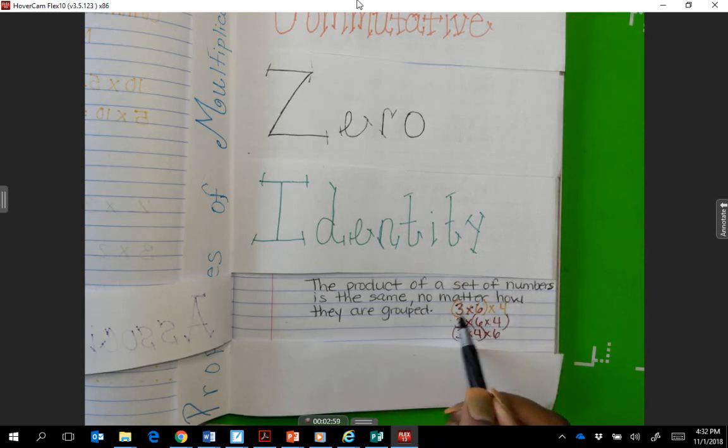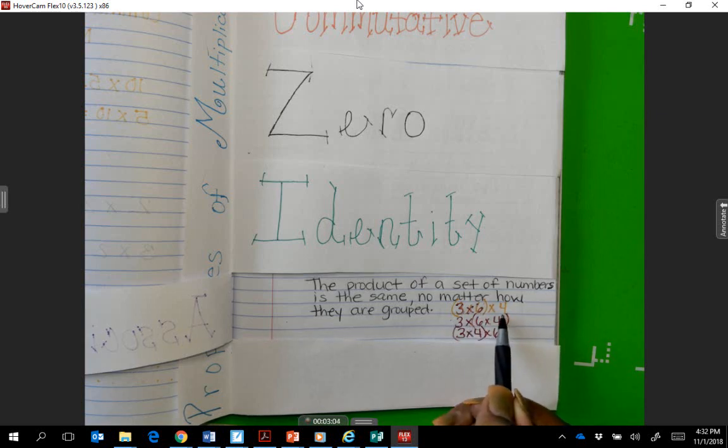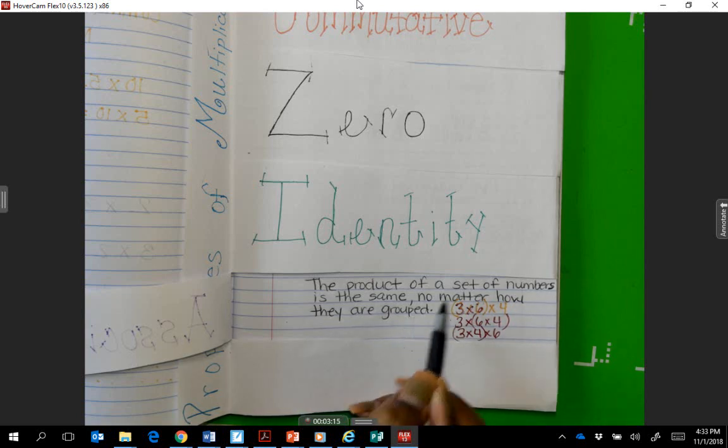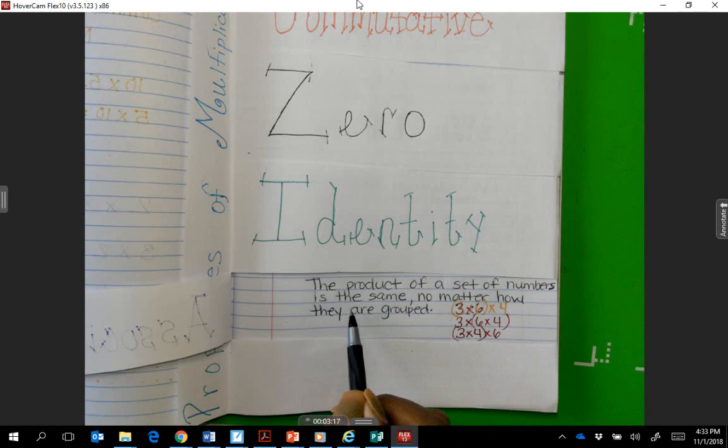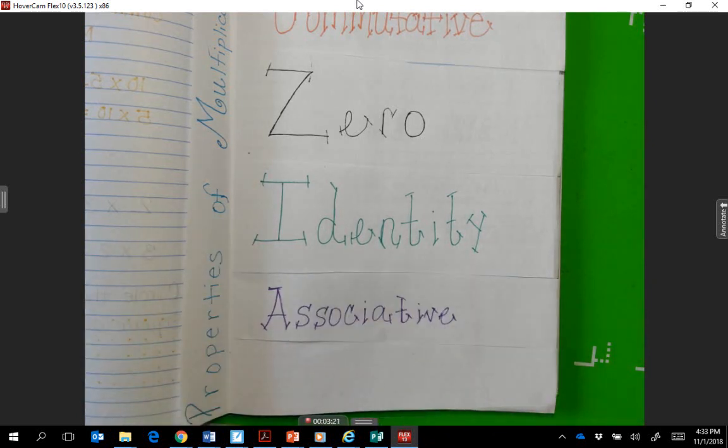So when I see this, I can see 3 groups of 6 4 times. I can see 6 groups of 4 3 times. Or I can see 3 groups of 4 6 times. So it doesn't matter how I group the numbers. The product will always remain the same, and that's what we're going to look at today.